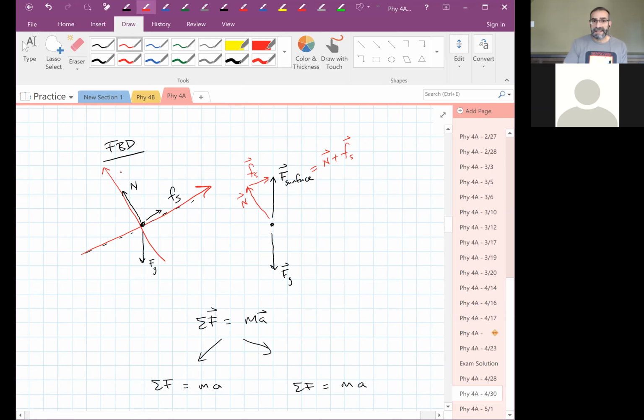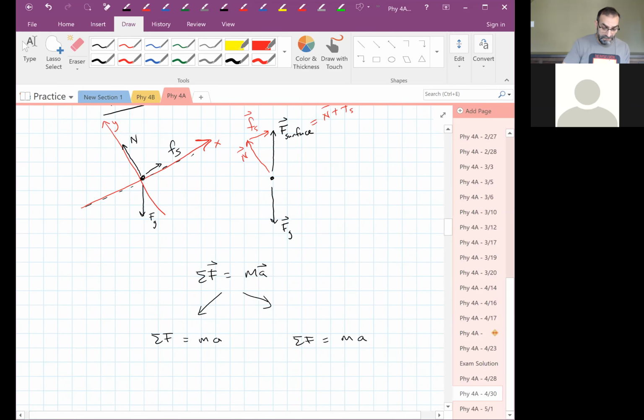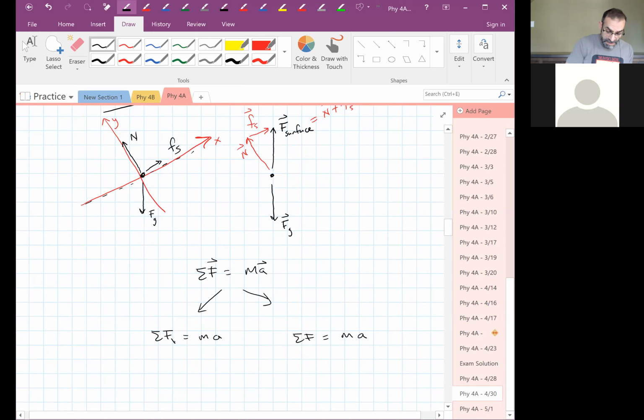And we could call it anything we want. We could call this the X direction and this the Y direction. That's fine. I guess I'll do that here. So we would say the sum of the forces in the X direction has to equal m times the acceleration in that direction. We need to pick what's our positive direction. I'm going to call up the incline my positive direction. And then we'll say the sum of the forces in the Y direction has to equal the mass times the acceleration in the Y direction. And I'm calling that my positive direction.